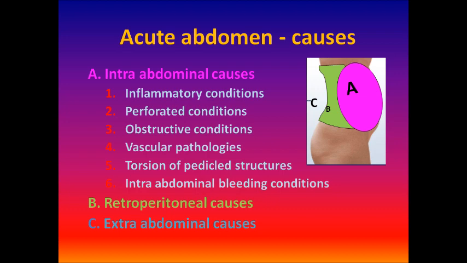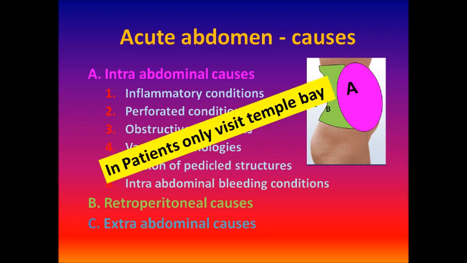For clarity, the causes of acute abdomen are divided into intra-abdominal causes, retroperitoneal causes, and extra-abdominal causes. The intra-abdominal causes are inflammatory conditions, perforated conditions, obstructive conditions, vascular pathologies, torsion of pedicle structures, and intra-abdominal bleeding conditions. It may be difficult to remember all these conditions, and it is better to use a mnemonic, and I use the mnemonic "Inpatients Only Visit Temple Bay." You can use any number of mnemonics to remember these conditions.